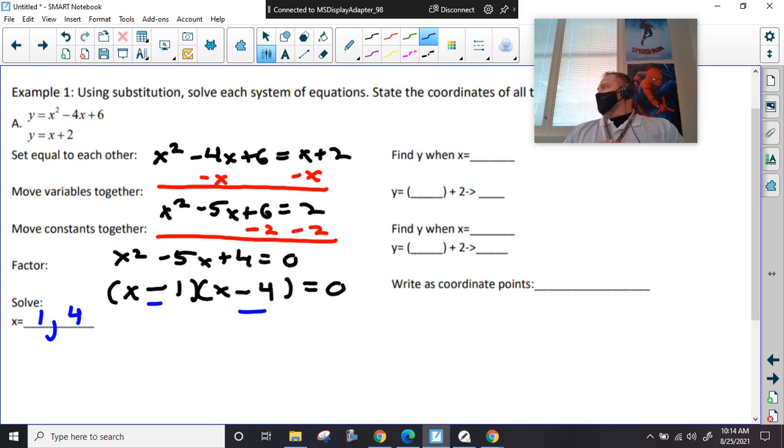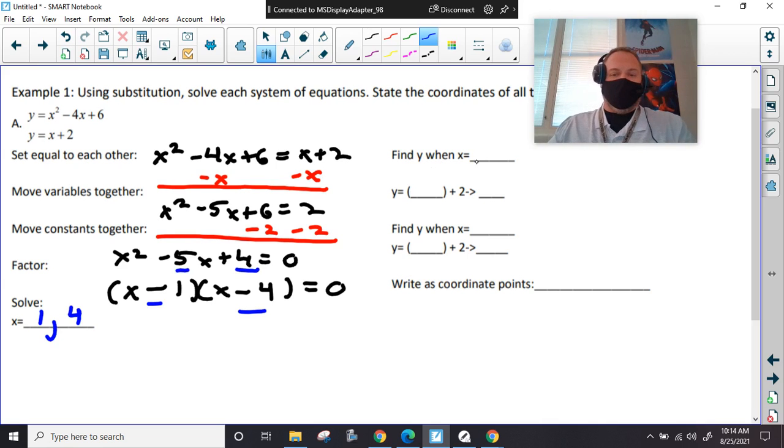Yes. Well, 3 plus 2 is 5, but 3 times 2 is 6. Yeah, it's one of the factors of this that add up to give you that. Yeah. All right. So we found our x values.